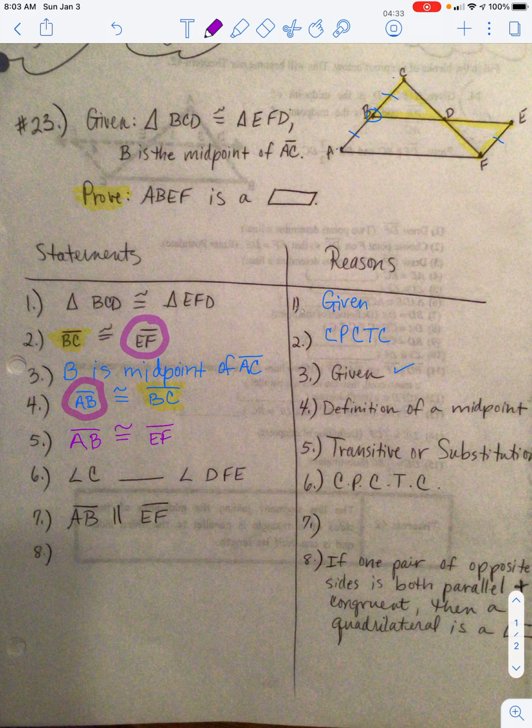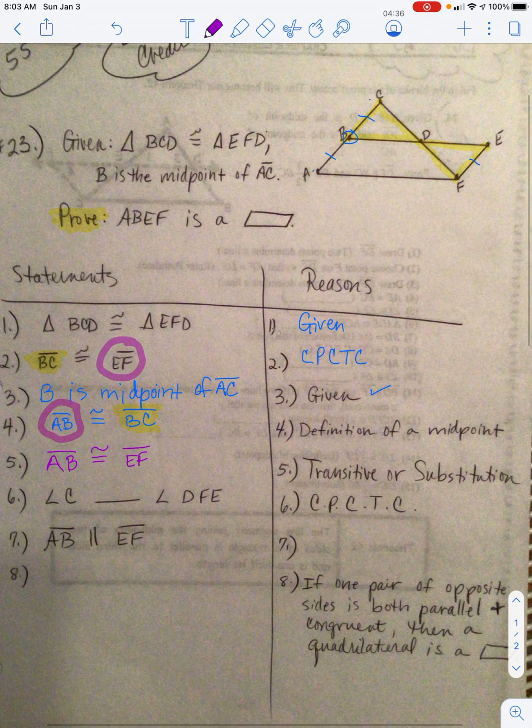Number 6, okay, let's look here. We're told that angle C, let's go find that. Angle C, I'm going to mark that in purple up here. And angle DFE. Okay, they want to say something about those two. I want you to notice here, those are going to be corresponding angles. And since we have two triangles that I have marked in yellow up there that are congruent triangles, then all corresponding parts are congruent as well. So angle C is congruent to angle DFE because all corresponding parts of congruent triangles are congruent.